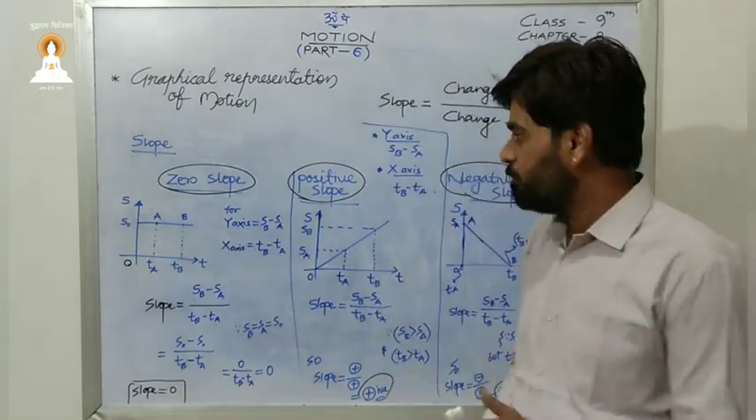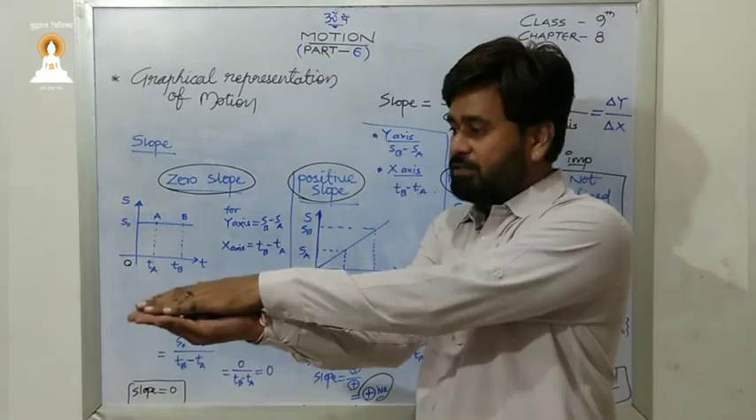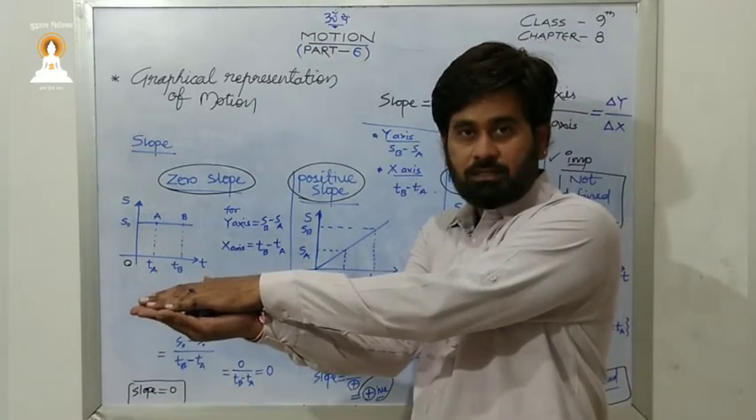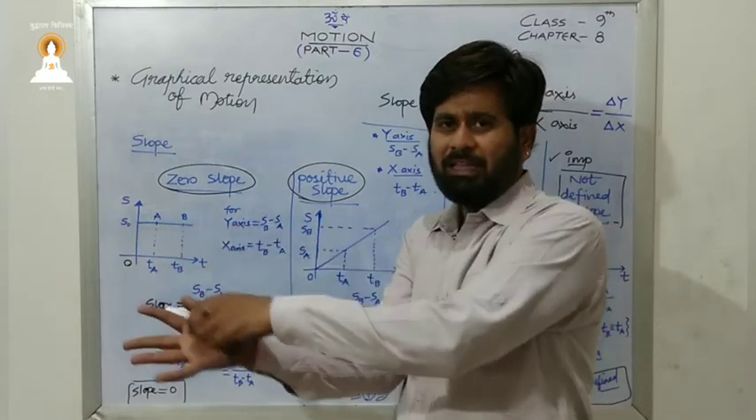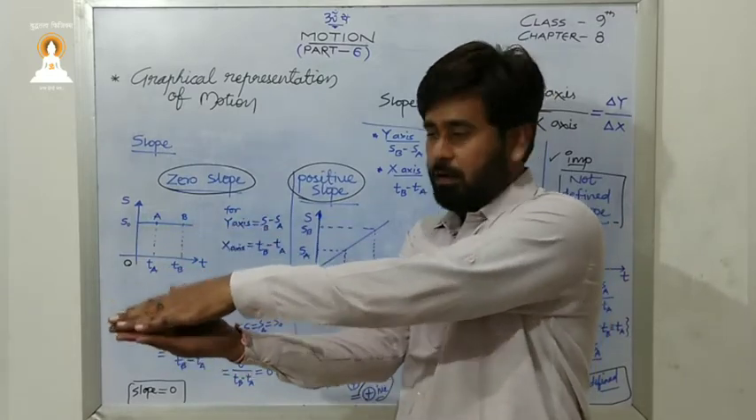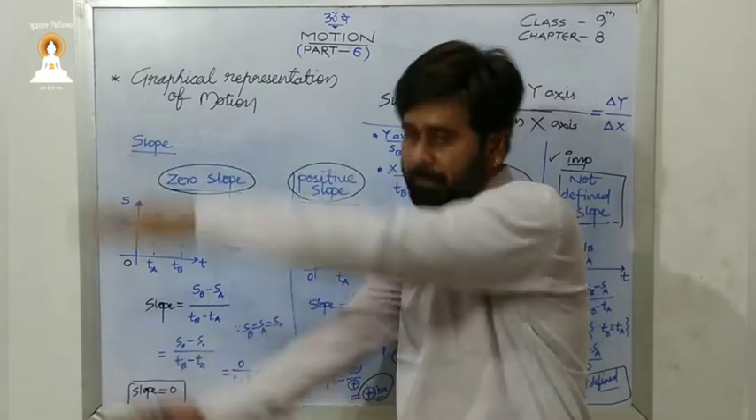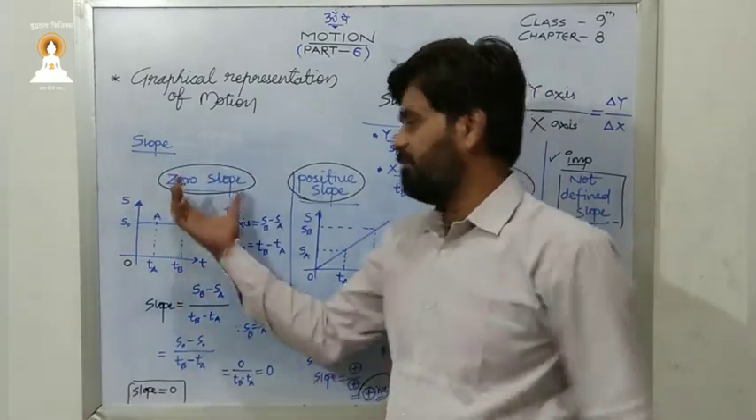Now zero slope means what? They are sandwiched with the x-axis, meaning they are overlapping, one over another, or if they are separate then both are parallel. It means they are having a zero slope.